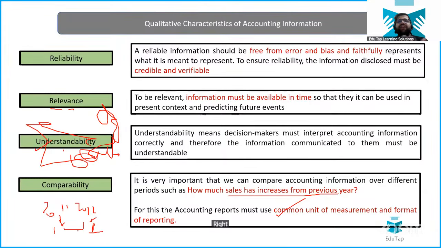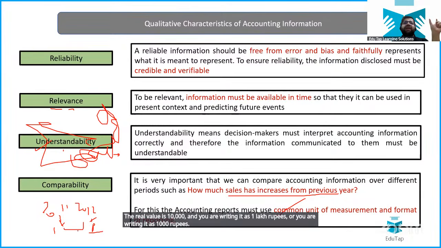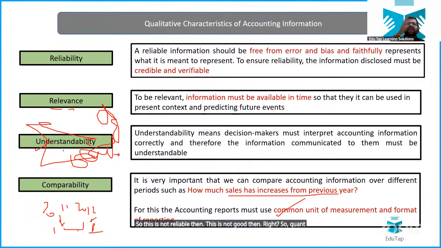In quantitative, let's say that the salary figure is coming out as 10,000. So that is quantitative. That is a monetary value. But the real value is 10,000 and you are writing it as 1 lakh rupees or as 1,000 rupees. So this is not reliable then. This is not good then, right? So quantitative and qualitative both move hand in hand, right? Everybody clear? All of you?